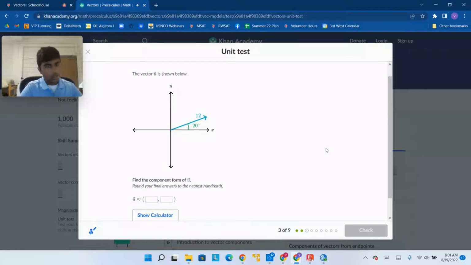Right, the vector u is shown below. Find the component form of u. Okay, so that's what we're going to do. How do we do that? Well, we're going to, of course, draw the vector, sketch it out again. We know that it has a magnitude of 12 and it has a 20-degree angle.